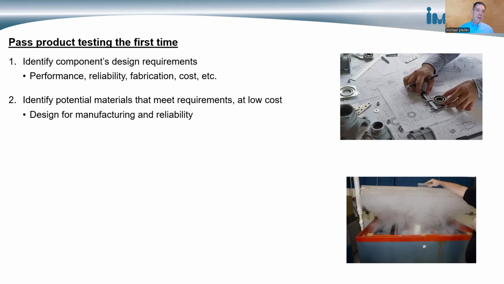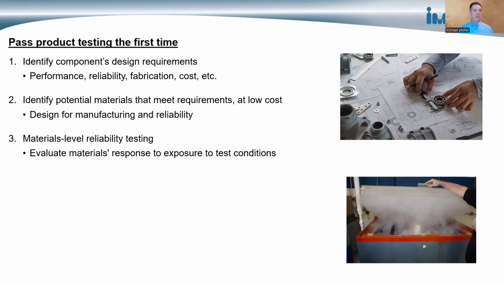And we also want to be thinking about design for manufacturing and design for reliability. For the purposes of this slide, I'm concerned about design for reliability. Identifying materials that have the likelihood of being able to withstand exposure to the use conditions without degrading to the point where the components fail.